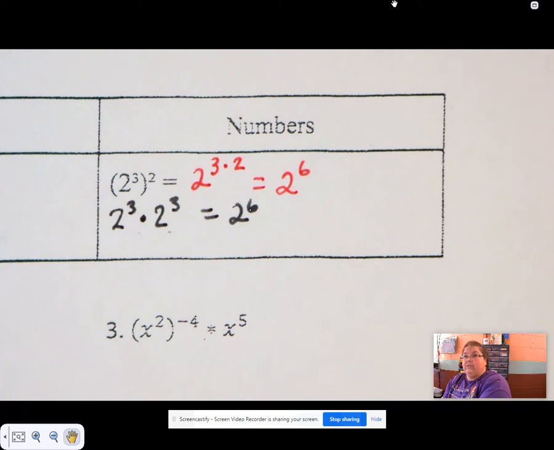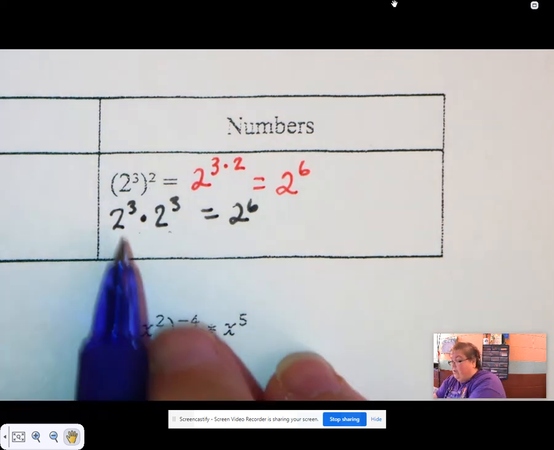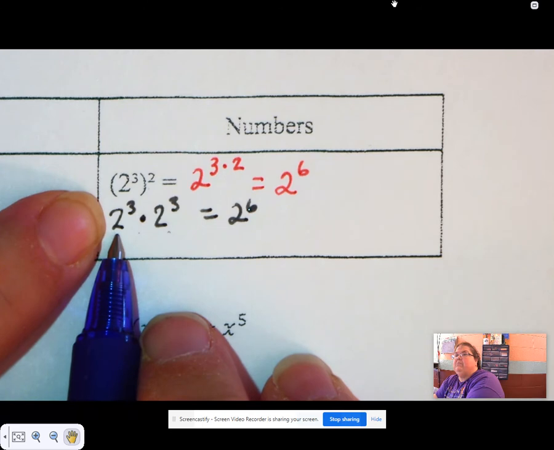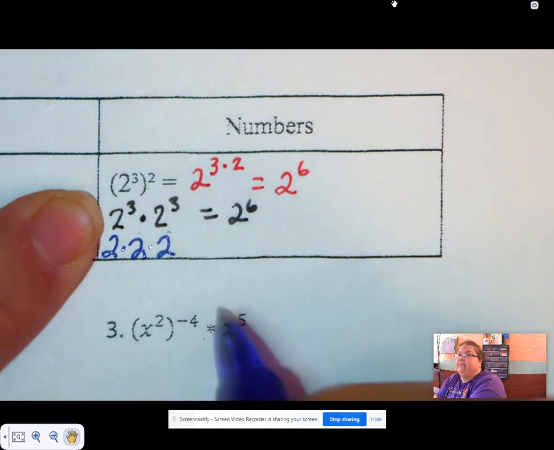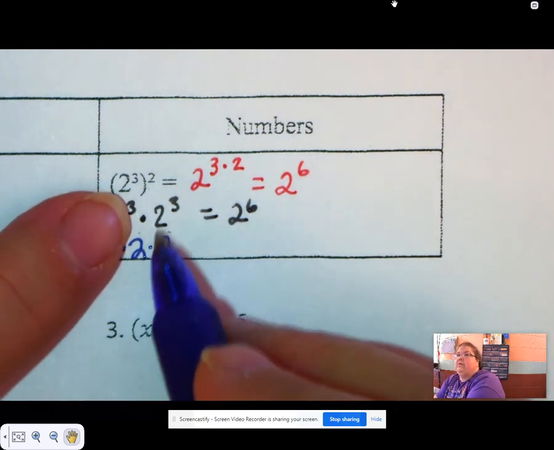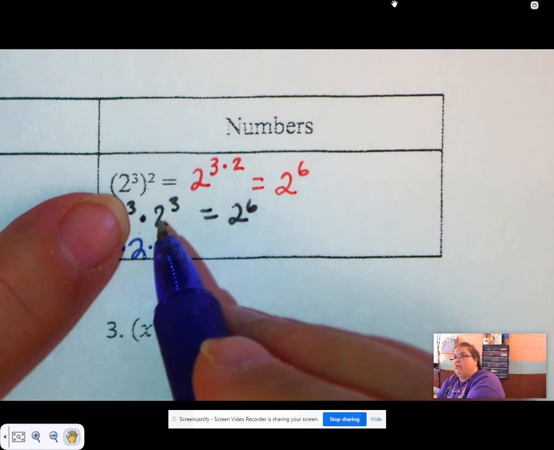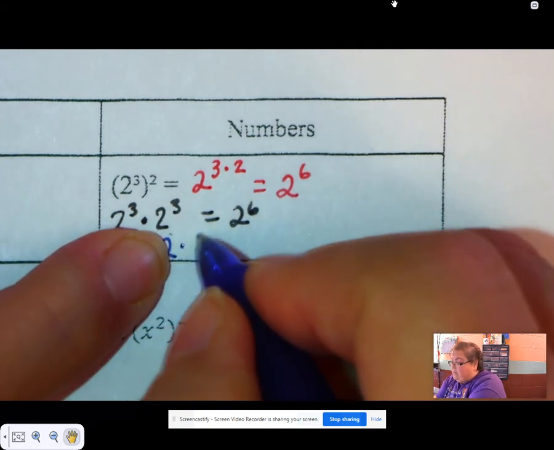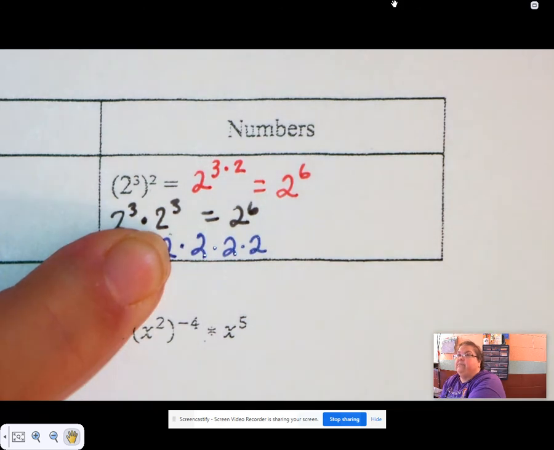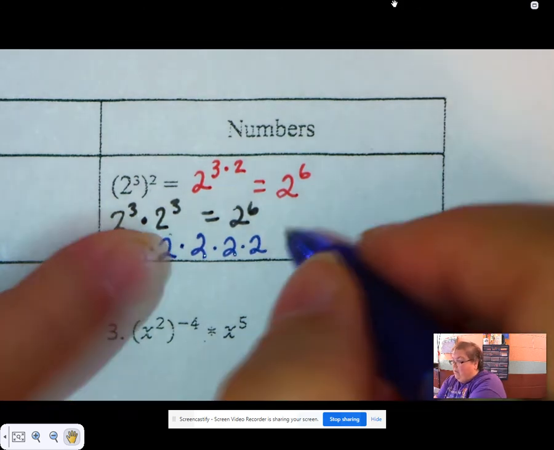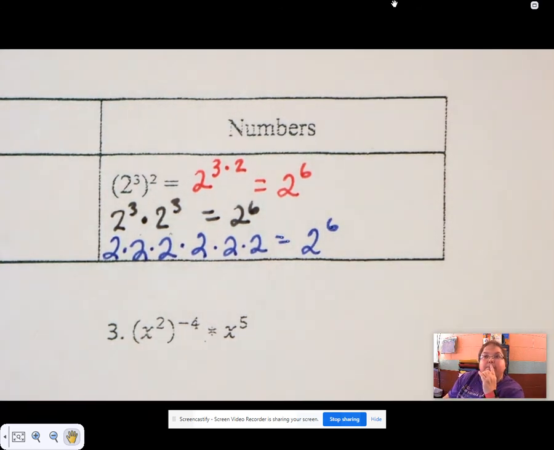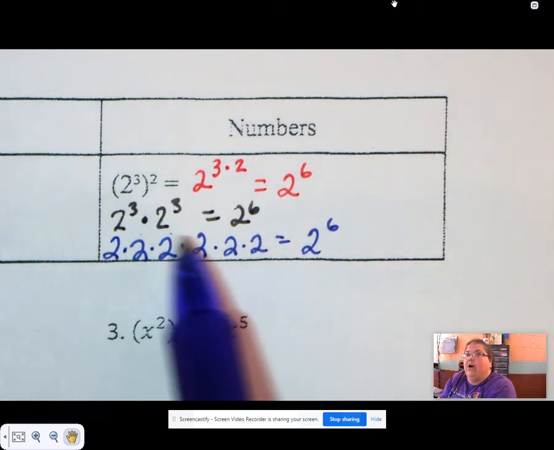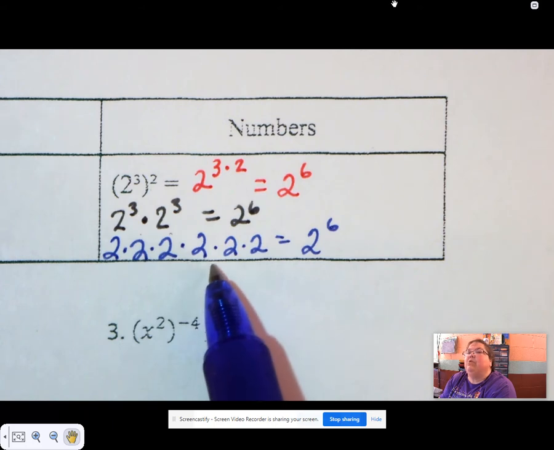The reason that works is like what we did yesterday. This 3 means multiply the base by itself 3 times: 2 times 2 times 2. That's the first one. This one says multiply 2 by itself 3 times: times 2, times 2, times 2. How many 2's do I have? That's why it works. It's a step up every time. It always comes down to this repeated multiplication.